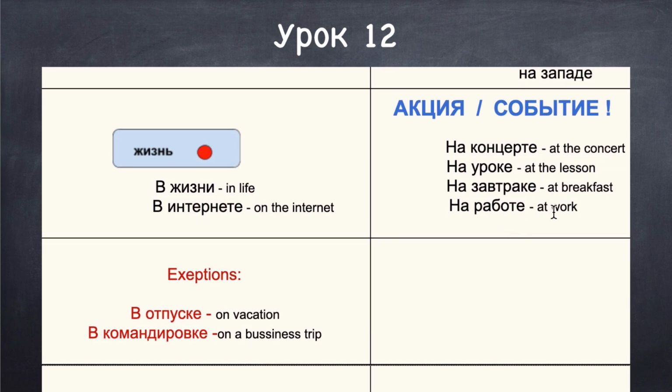And of course, there are a couple of exceptions here that we need to memorize. Even though отпуск, vacation, and командировка, business trip, are of course actions, a process, still, we will use preposition В with both of these words. В отпуске. В командировке.